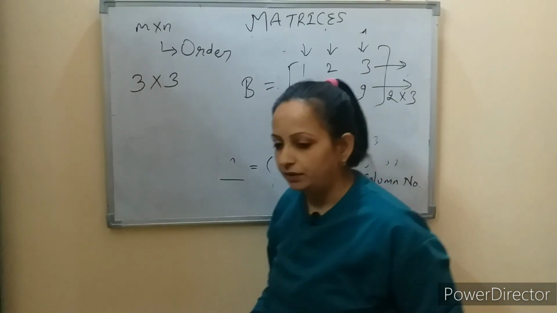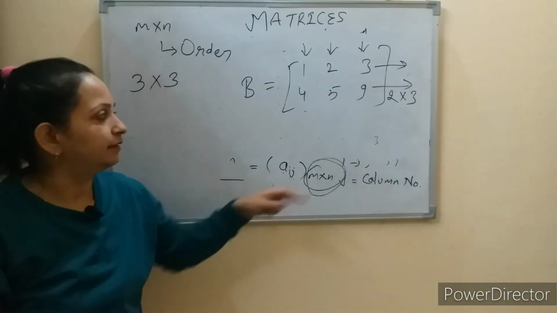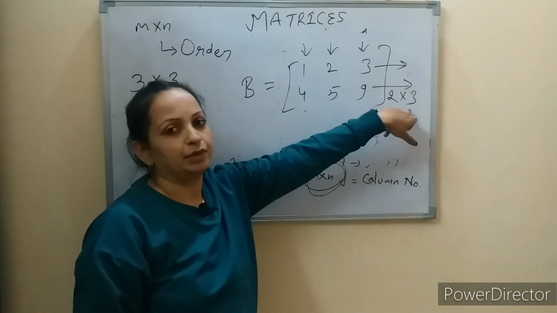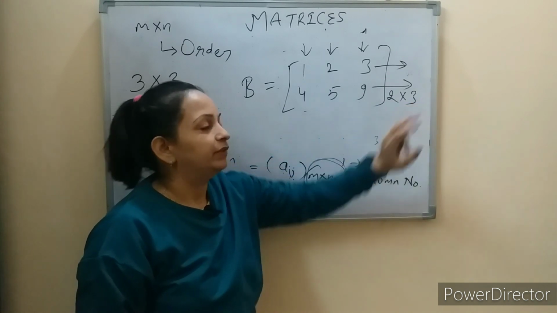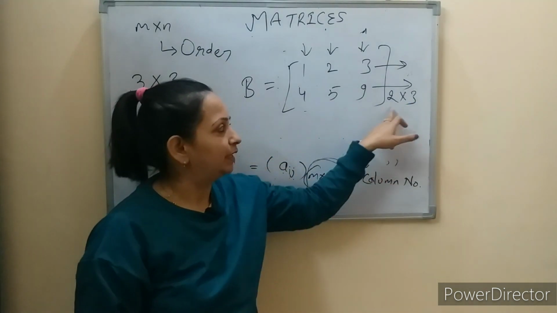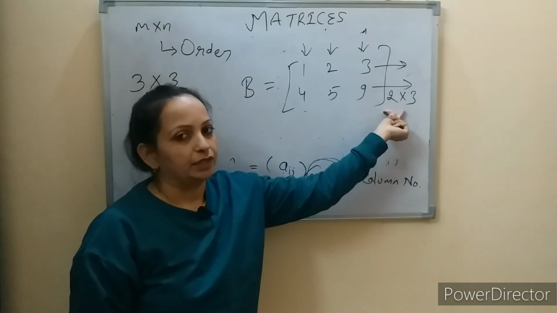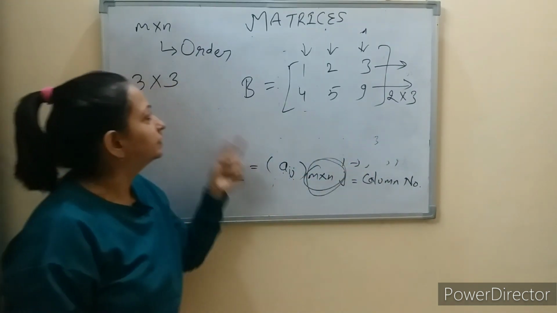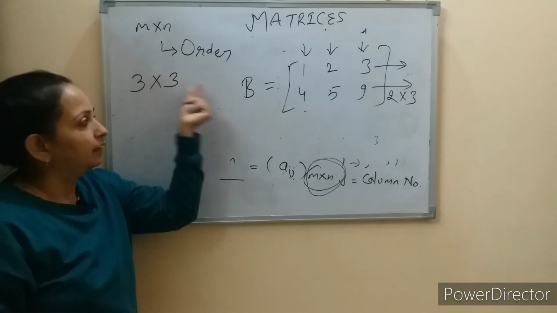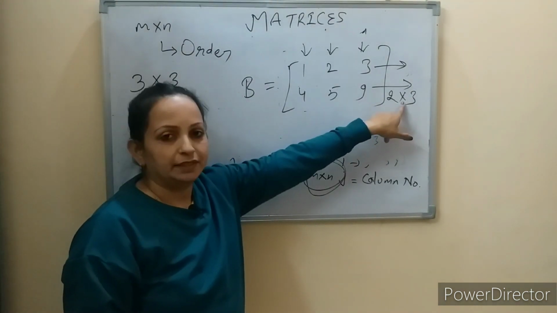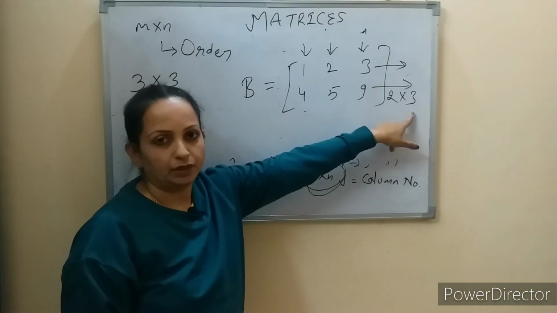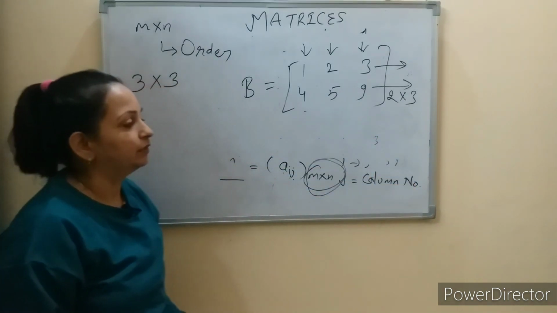So in this way you can explain the order of the matrix: total number of rows multiplied by total number of columns. Here we don't have to literally multiply these two numbers and give the answer. No, this is a notation that we write the order: number of rows, a cross sign, columns. We also read it as 2 by 3. Okay, so this will be the order of the matrix.